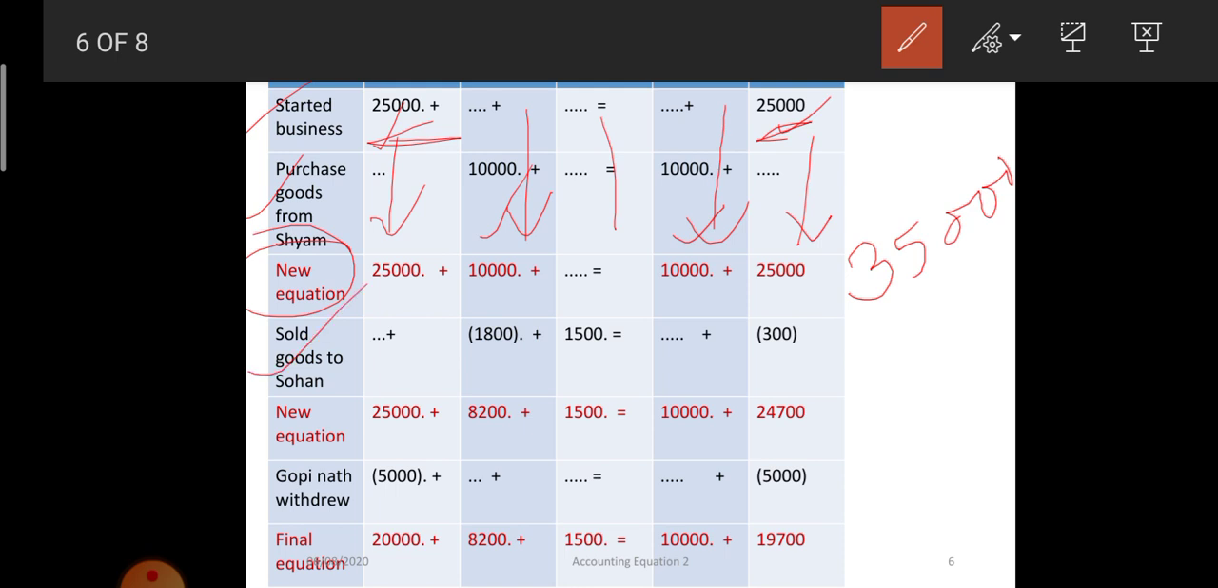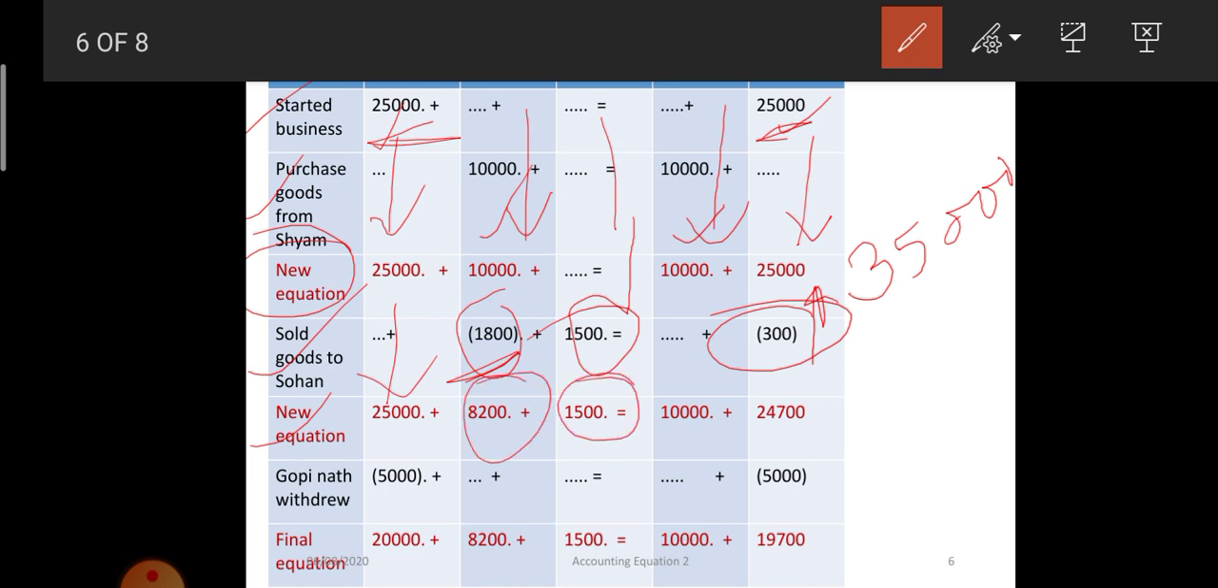Now take the third transaction. Sold goods to Sohan. The cost is 1800 rupees and we have sold it for 1500. So debtors increased by 1500 whereas stock decreased by 1800. There is a loss of 300 which will be deducted from capital. So check the new equation. Cash is unchanged. Stock decreased to 8200. Now debtors stands at 1500. Creditors no change, while capital decreased by 300 to rupees 24,700 rupees. Okay, this is the new equation.